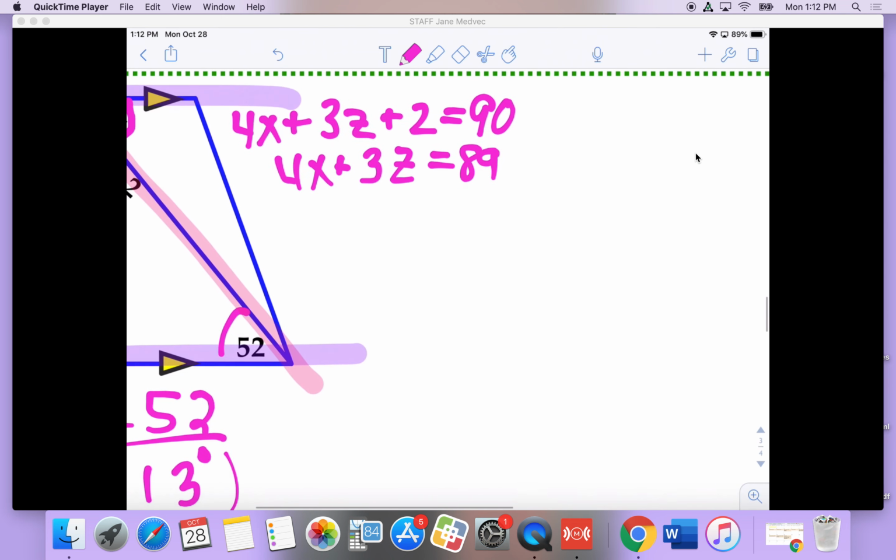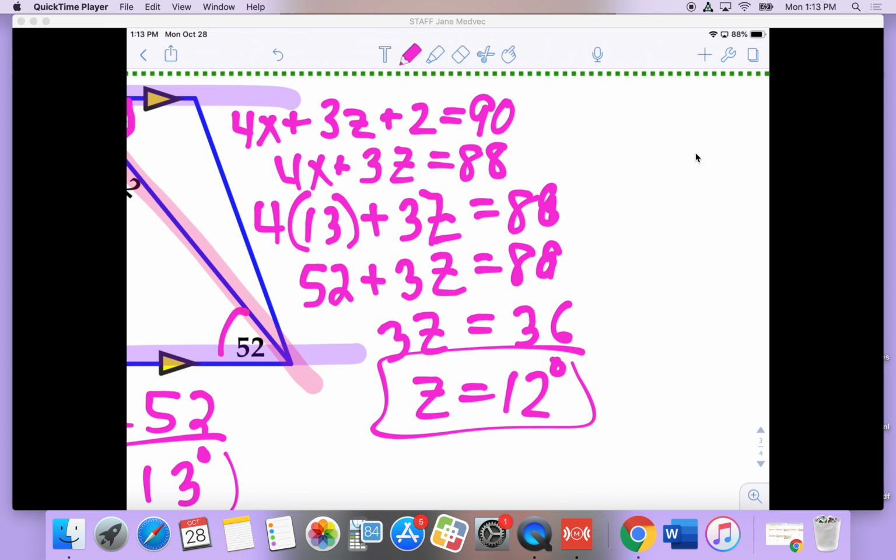Pardon? Ah, thank you. This is 88. Thank you. There we go. So then I end up with 36. And z gives me 12. So you have 12 degrees. Questions on this? So it's really making sure that you can see alternate interior angles, consecutive interior angles. Once you can make those relationships, the rest of it gets easier.